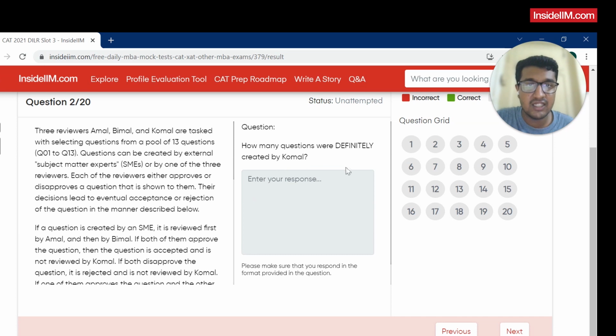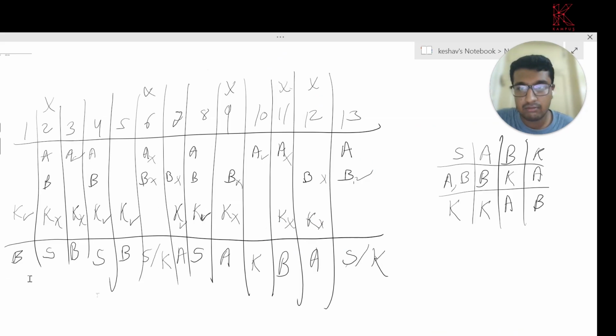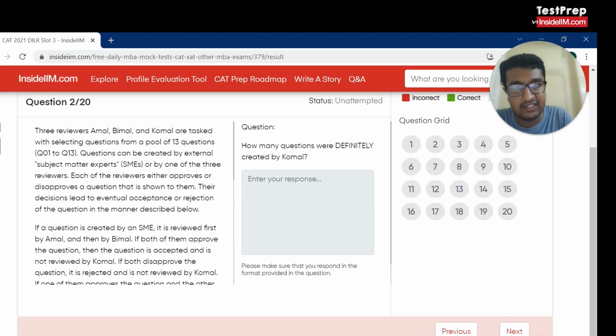How many questions were definitely created by Komal? Let's see. This is dicey. This one is created. 10th question is created by Komal. Again, 13th is not created. 13th, I'm not sure. So just one. Question number 2 answer is 1.